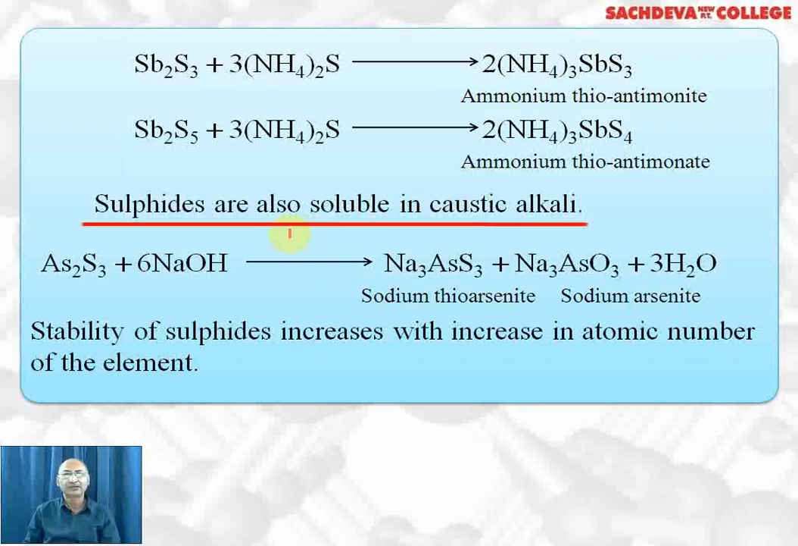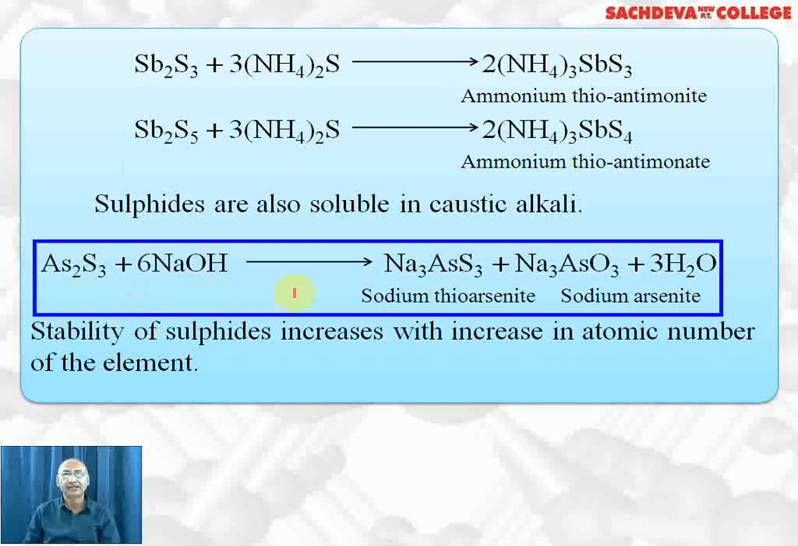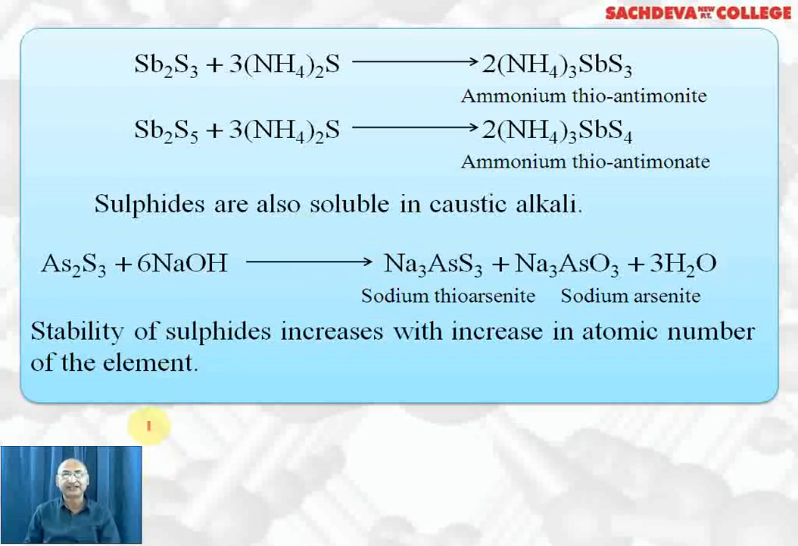Sulfides are also soluble in caustic alkali, that is NaOH. Arsenic sulfide will dissolve in NaOH forming sodium thioarsenite and sodium arsenite, plus 3 water will be formed. Stability of sulfide increases with the increase in atomic number of the element due to increase in metallic character.